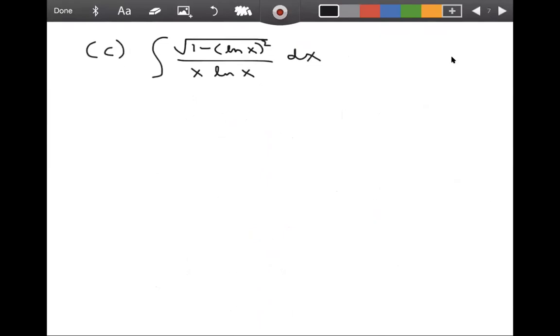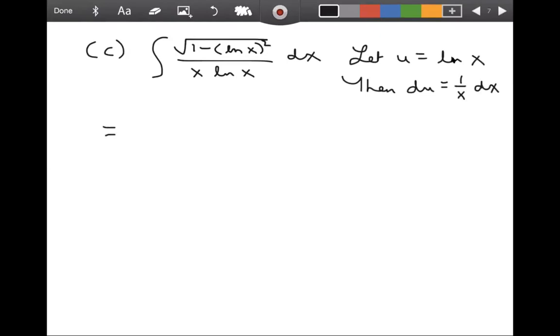Okay. Hopefully you can guess what's going to happen here first. The integral of the square root of 1 minus the square of natural log x over x natural log x. So we're going to do probably 2 substitutions in this problem, and we're going to start with our regular old friend u-substitution. So let's start by letting u equal natural log x, which of course is going to make du 1 over x dx.